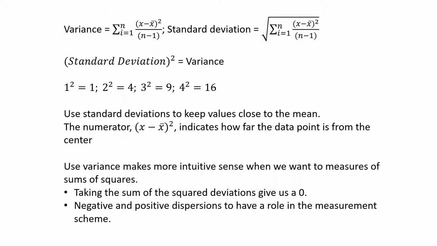When you multiply the standard deviation by itself, it intensifies large values. For instance, the square of 1 is 1, the square of 2 is 4, the square of 3 is 9, the square of 4 is 16, and so on. As you can see, the value gets larger as you progress from 1 to 2, and then to 3, and so on.